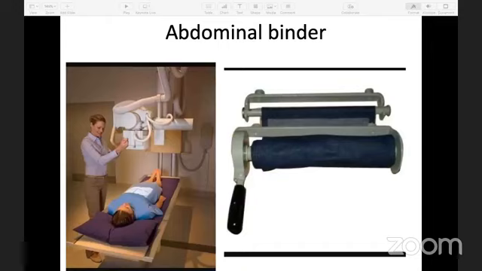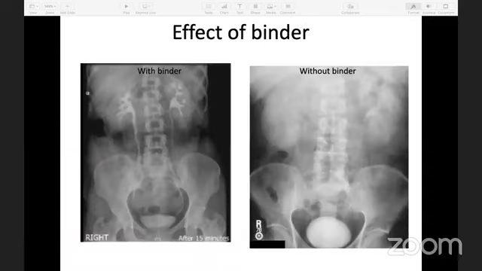This shows an abdominal binder to be applied over abdomen before giving IV contrast, and once the pelvicalyceal system is full, it is removed. On your left side, you see a film immediately after removal of binder, so that the full length of both the ureters is seen. Whereas without binder, if full length of ureters is seen, it is suggestive of some obstruction.